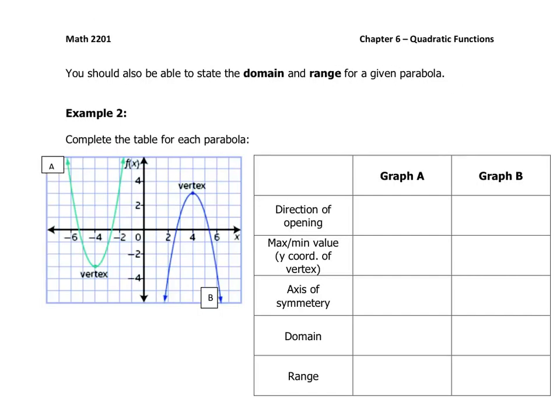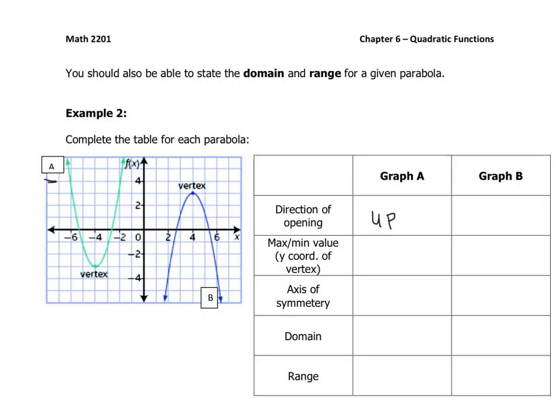All right, you should also be able to identify the domain and range for a given parabola. If you've got the picture, it's really easy to get the domain and range. You just look at what x values and y values are being used. So graph A is the graph here on the right. And to describe the direction of opening, I would say up.